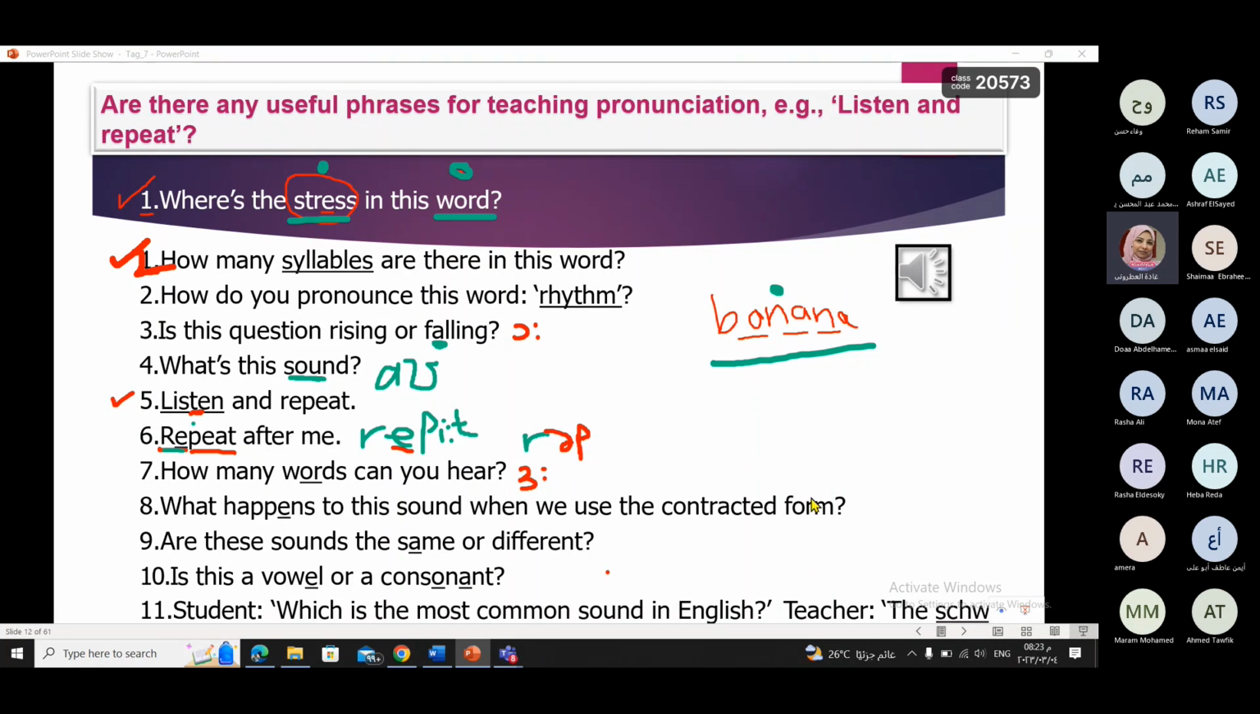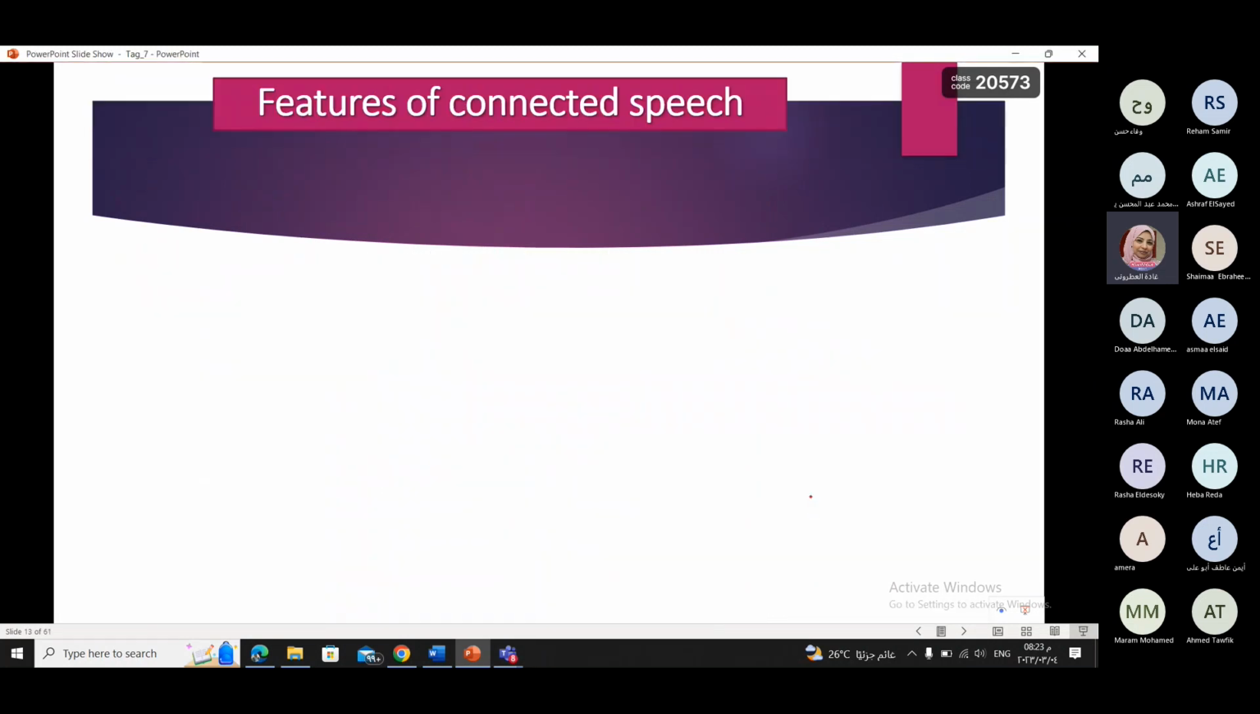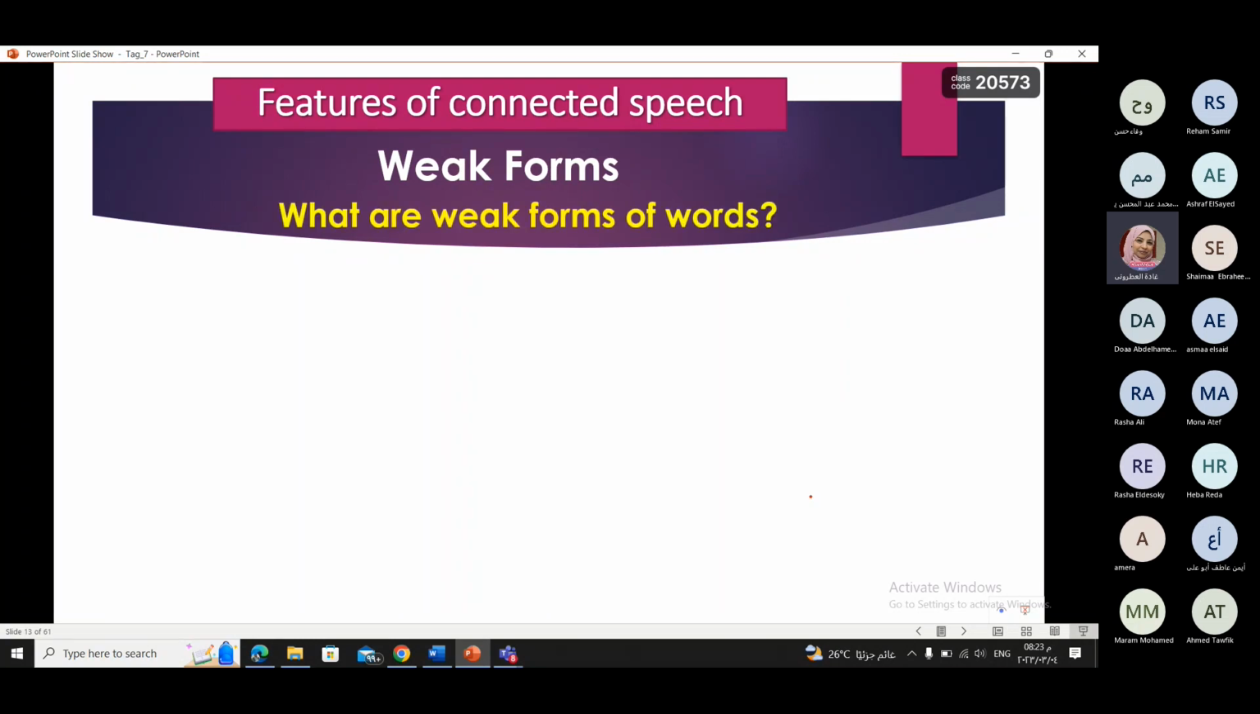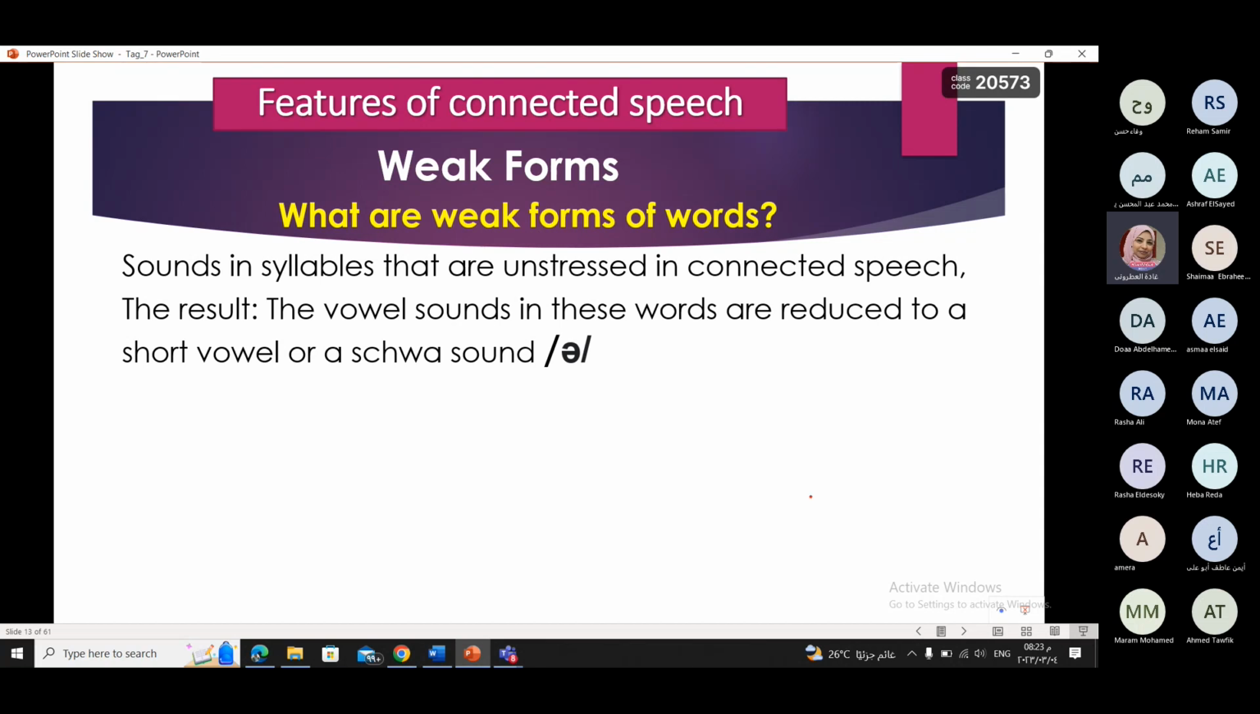Okay, so let's move on and start with the first feature of connected speech, which we call weak forms. I think we will learn more about weak forms in this slide. So what are weak forms of words? We have said that in words we have stressed syllables and unstressed syllables. The unstressed syllables are weakened to be like a schwa.